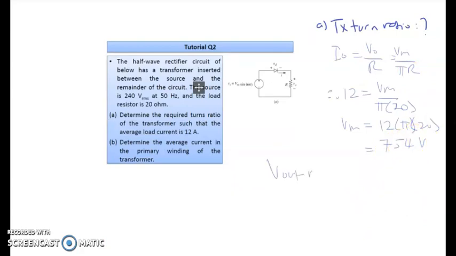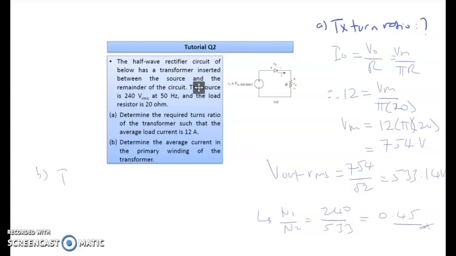So what about the RMS? So V out RMS is equal to the value that we calculated divided by square root of 2. So it becomes 533.14 volts. Then primary winding divided by secondary winding is equal to the voltage of primary divided by the voltage of secondary. So you will get 0.45 in terms of turns ratio, comparing between primary and secondary. Stepping up means that the secondary is bigger compared to primary.